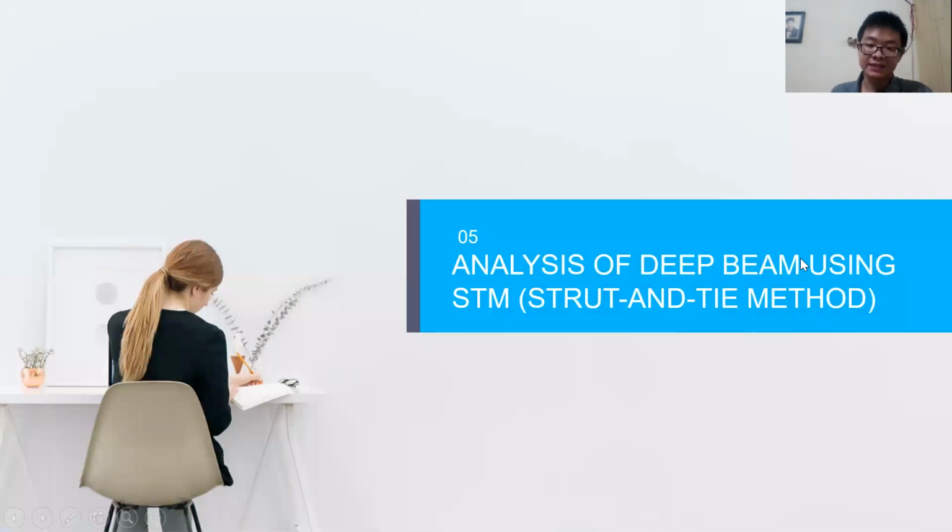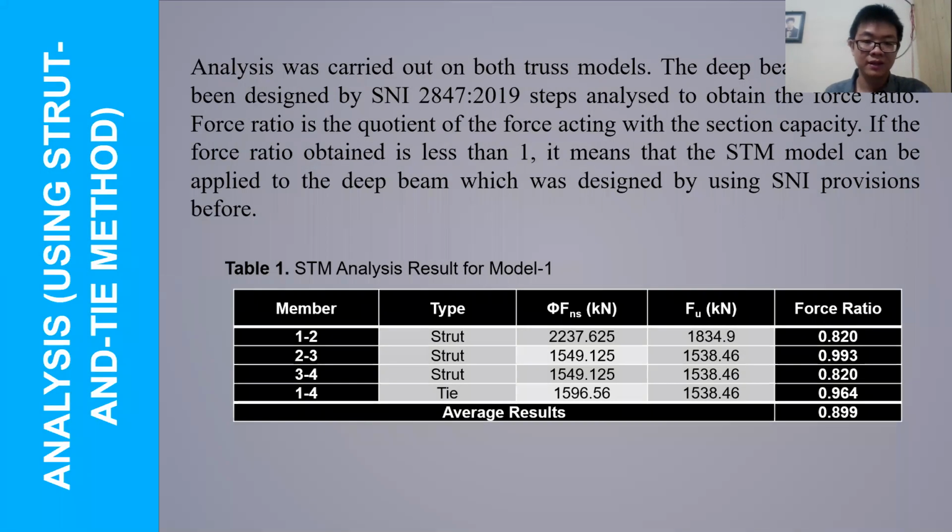After we designed the models, we need to analyze them. First, we analyze them by using the Strut-and-Tie method. Analysis was carried out on both truss models. The deep beams, which have been designed by the SNI provisions, were analyzed by the Strut-and-Tie method to obtain the force ratio. The force ratio itself is the quotient of the force acting with the section capacity.